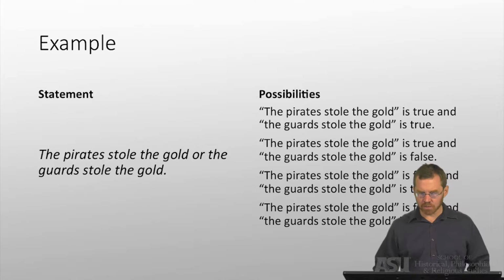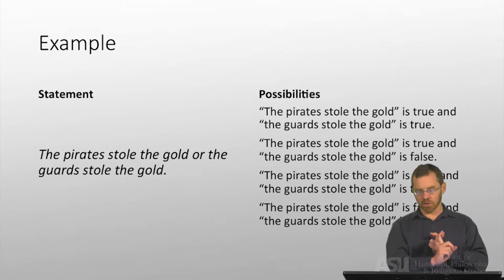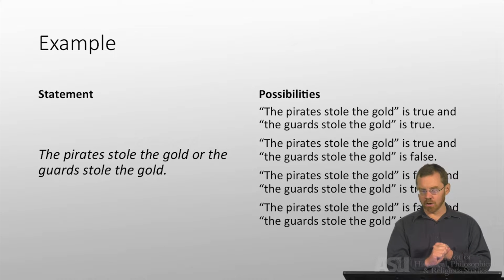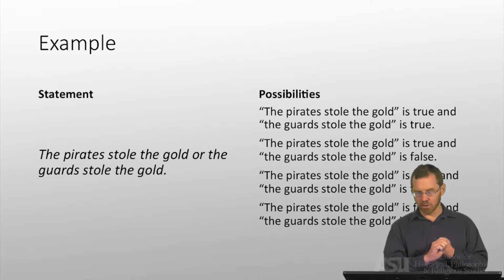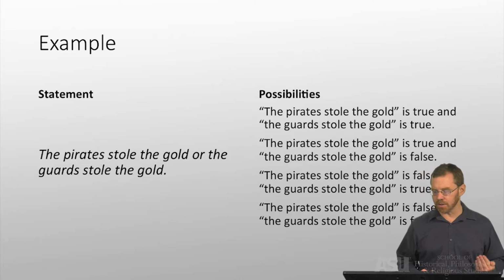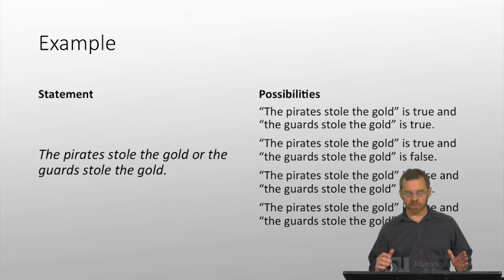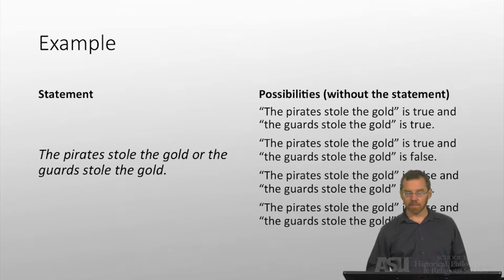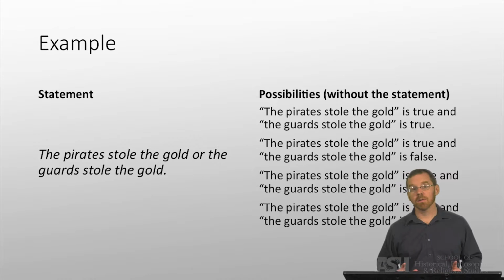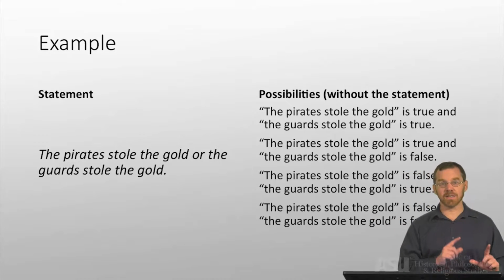Now, if we put this in terms of true and false sentences, we get: the pirate stole the gold is true and the guard stole the gold is true. The pirate stole the gold is true and the guard stole the gold is false. The pirate stole the gold is false and the guard stole the gold is true, and the pirates stole the gold is false and the guards stole the gold is false. Those are our 4 possible combinations of true and false sentences. So what does this sentence tell us? Let me back up there a second. Those are our 4 possible combinations in general before we get to this statement.